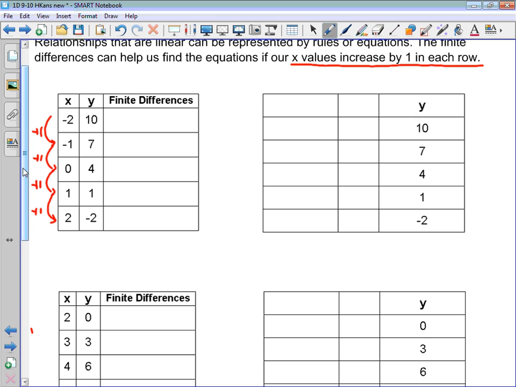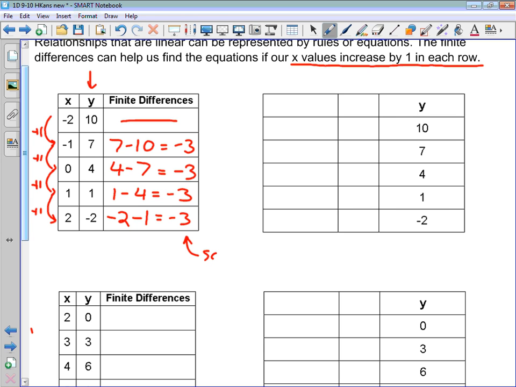Next up, we want to calculate the finite differences. And remember, with finite differences, we're looking at our y values. We want to start at the bottom of the table with one y value, and we subtract the one above it. So negative 2 minus 1 is negative 3. Then we move up in the table, 1 minus 4, negative 3. Move up in the table, 4, subtract the one above it, which is 7, negative 3. 7 minus 10, negative 3, and we can't really do anything with that top one because we run out of y values. So the first thing we notice is that all of our finite differences are the same.